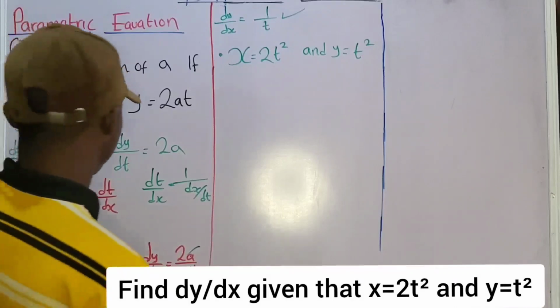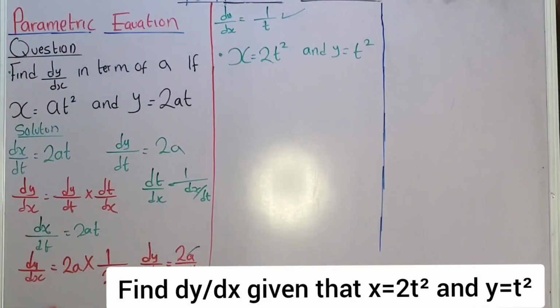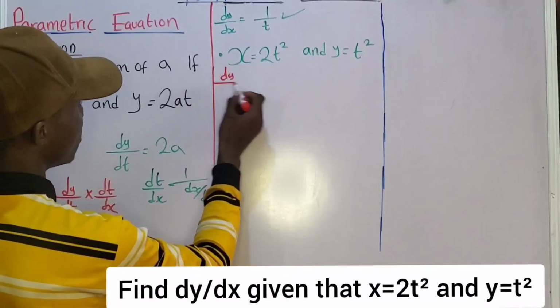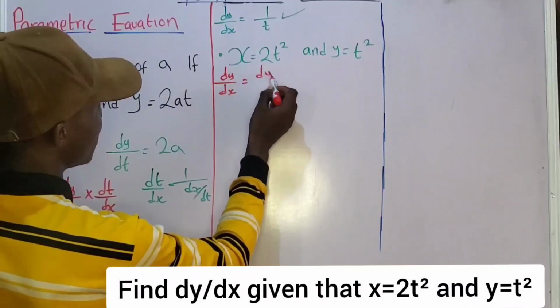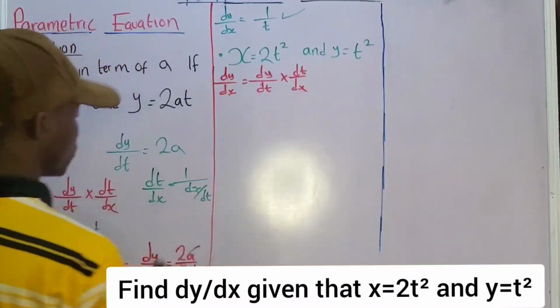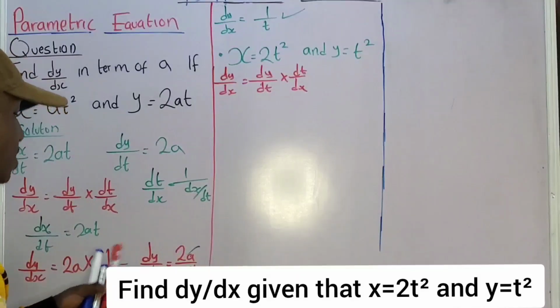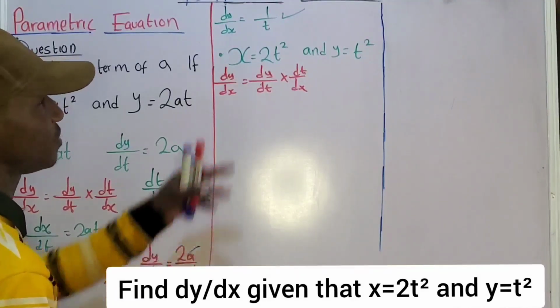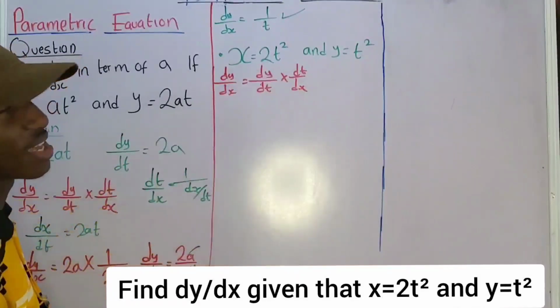Okay, you know that from the first example, I told you that dy/dx is equal to dy/dt multiplied by dt/dx. So the first step is that we have to differentiate x and y with respect to the variable that is there. The variable that is here is t.